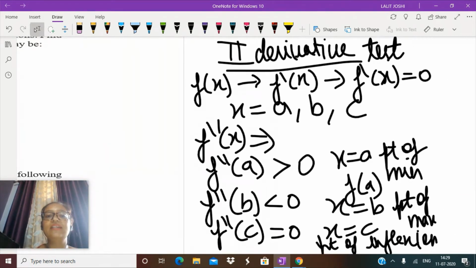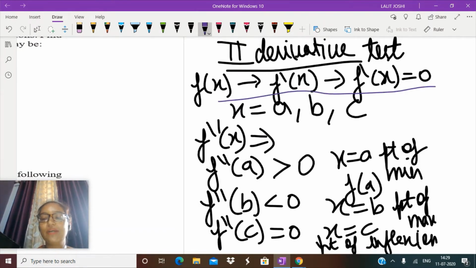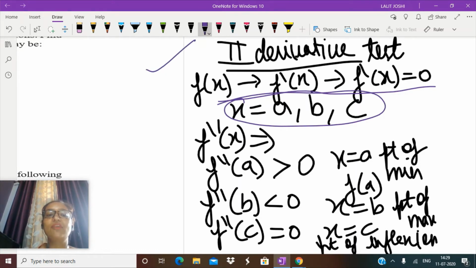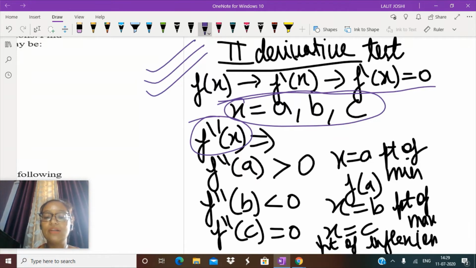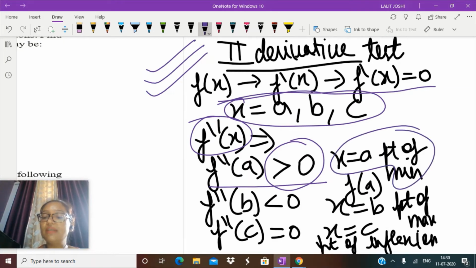The second derivative test says, suppose I have a function, I'll find the first derivative, equate it to 0 and find the critical points. This step is the same as for the first derivative test for increasing and decreasing. Then, since the name is second derivative, I'll find the second derivative and consecutively put all the points in it. I don't have to find the value, I just have to focus on the sign. If the sign of the second derivative is greater than 0, it means this is the point of minima, and f of a will give me the minimum value.